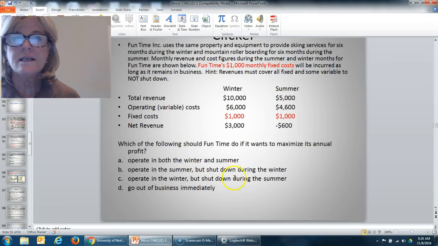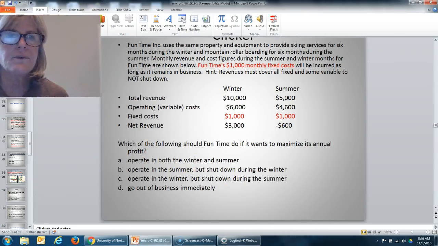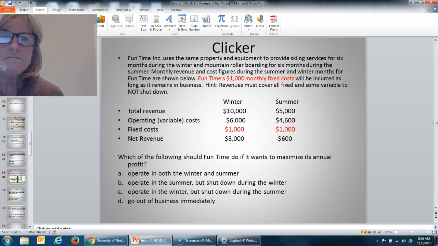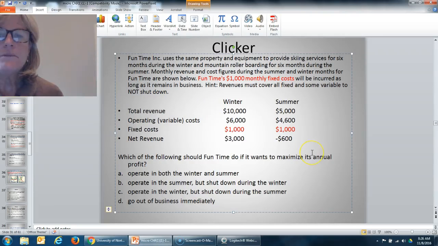We can also see this. This is kind of an interesting problem. So let's look at this problem. This is an industry whereby they can open in the winter or they can open in the summer. Their revenues in the winter are a lot better. They get monthly revenues of $10,000, variable cost of $6,000, fixed cost of $1,000 per month, and then a net revenue of $3,000. So should they produce in the winter?